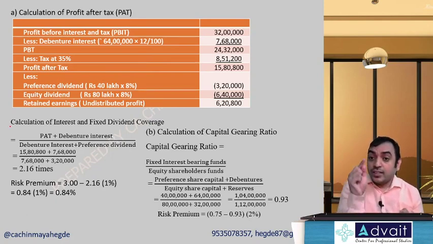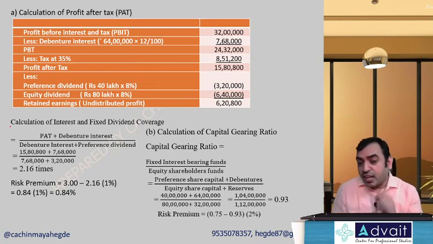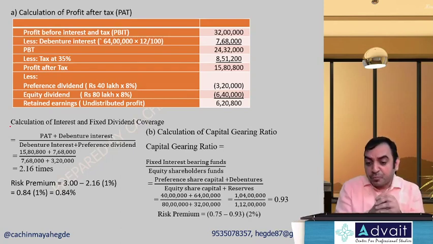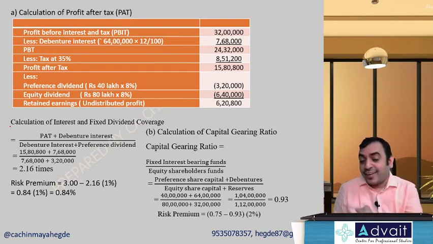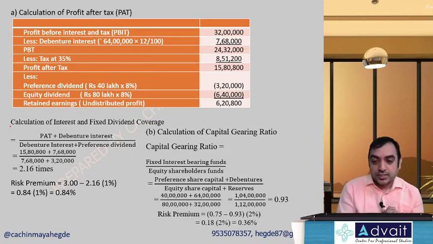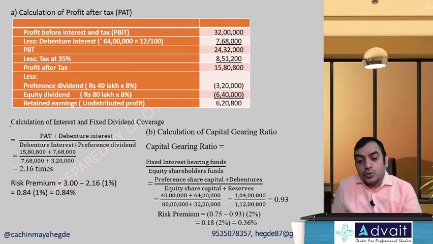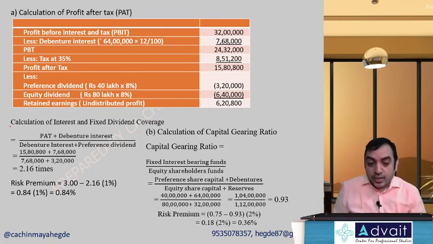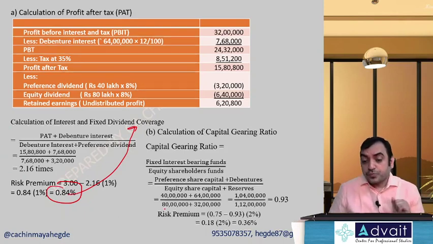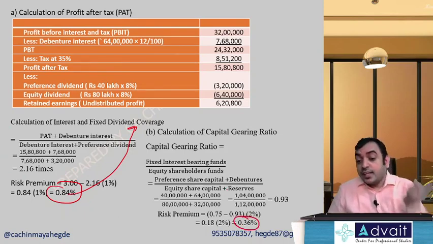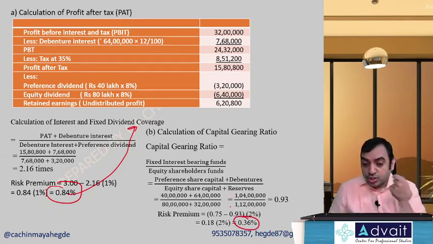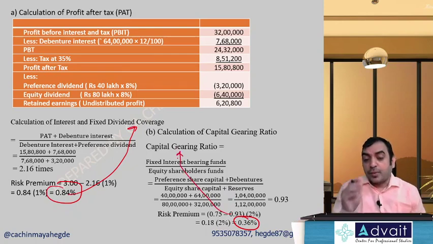So what is the premium? They said 2% for every one time. We are different by 0.75 and 0.93. Difference is 0.18. So 0.18 into 2%, that is 0.36%. For one time it's 2%. We are only 0.18 times, so 0.36%. So 0.84% risk premium because of non-fulfilling coverage ratio. 0.36% is the risk premium because of non-fulfilling capital gearing.